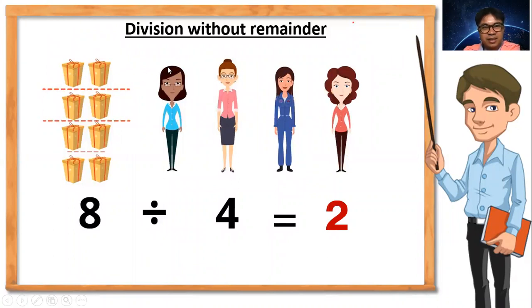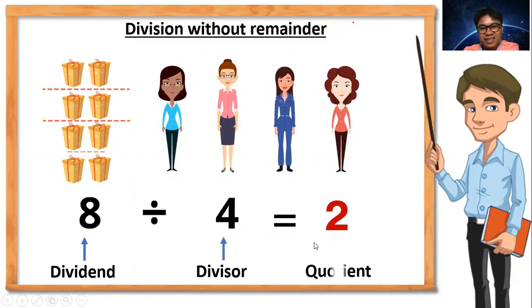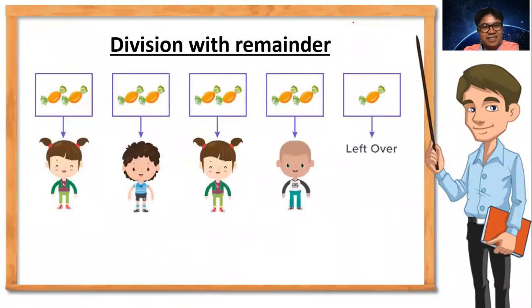Another example here, division without remainder. You can see here, 8 gifts for people. So 8 divided by 4 equals 2. So this is what we call dividend. This is divisor. And the answer is called quotient. Okay. Next here, division with remainder.